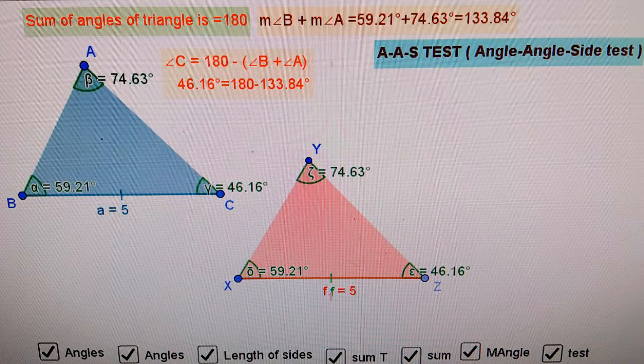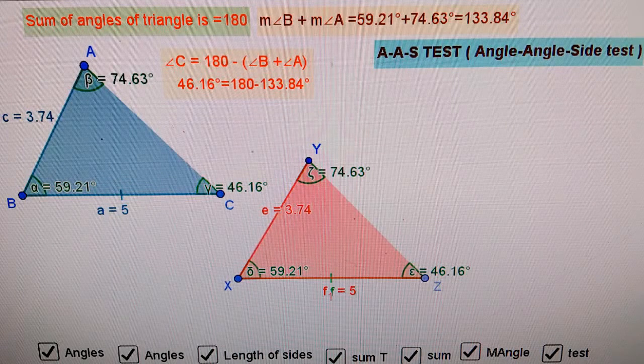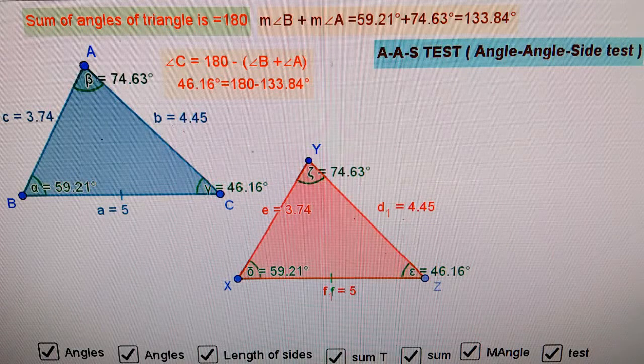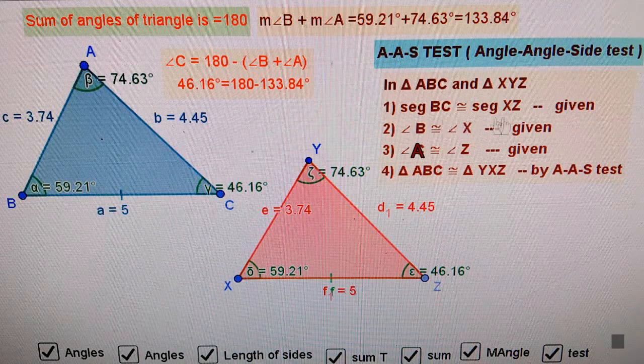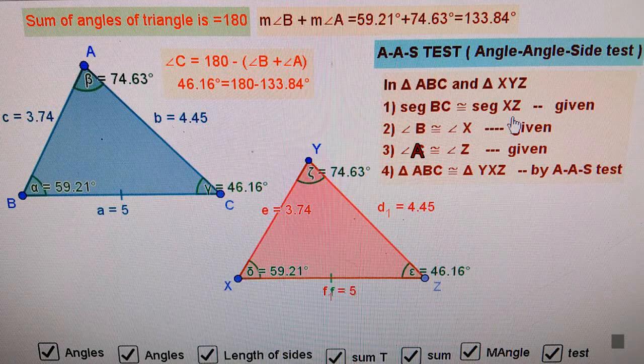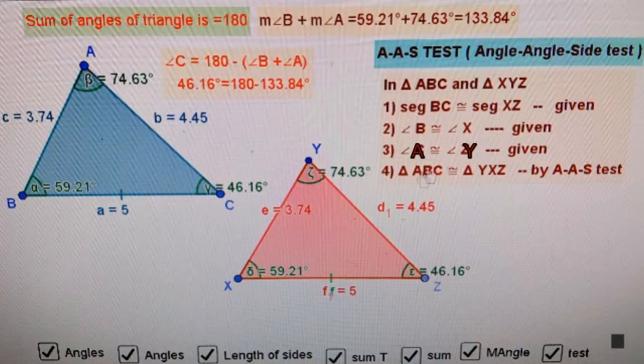Well students, now we will see the remaining elements of these two triangles. Side AB is also congruent to side YX. Third side AC is congruent to YZ. And now how to write the proof of this test? Take two triangles, triangle ABC and triangle XYZ. The first, segment BC is congruent to segment XZ, it was given, as well as angle B is congruent to angle X and angle A congruent to angle Y.